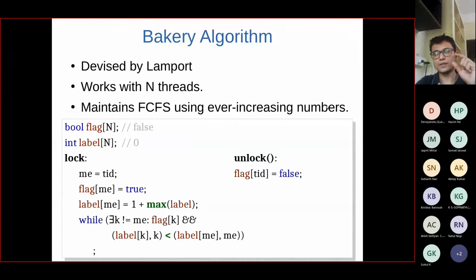In the same manner, we have that token number in that token. So they use these ever increasing numbers. And with this, let's see the code for the bakery algorithm.